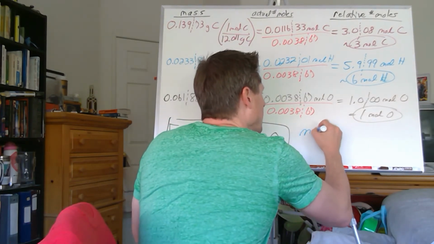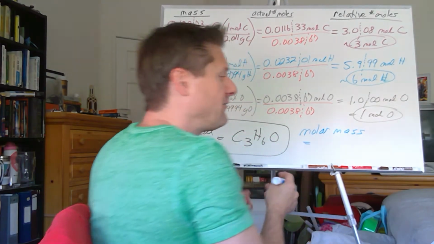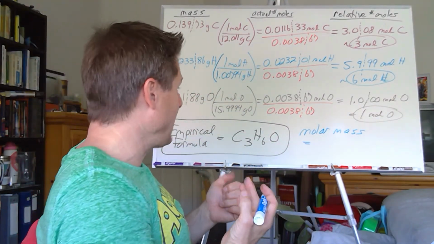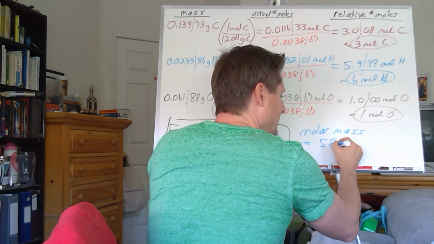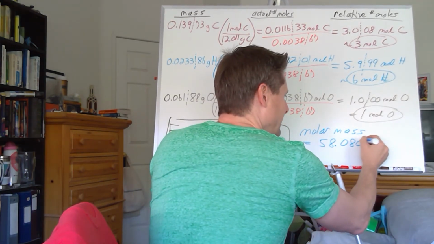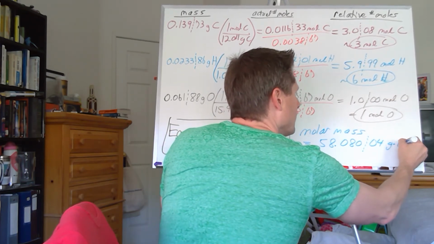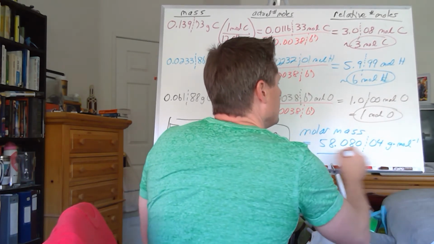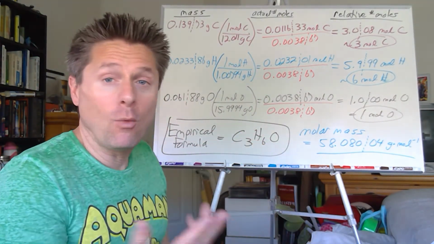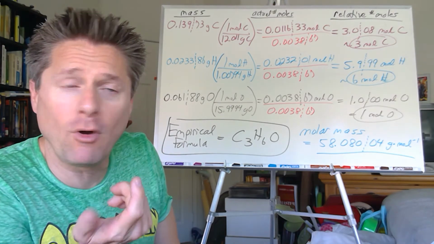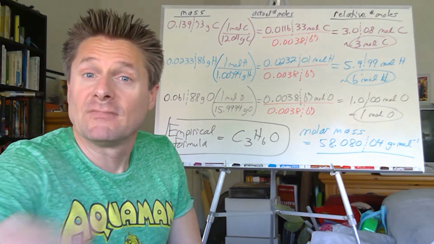So let's do the molar mass of this. If you add those all together on your calculator, to 3 decimal places I get 58.08004 grams per mole. We're going to need that for part B. All we need in part B is the true molecular formula. We'll divide it by that and see if we get a 1, 2, 3, or 4. All right? Let's do it.